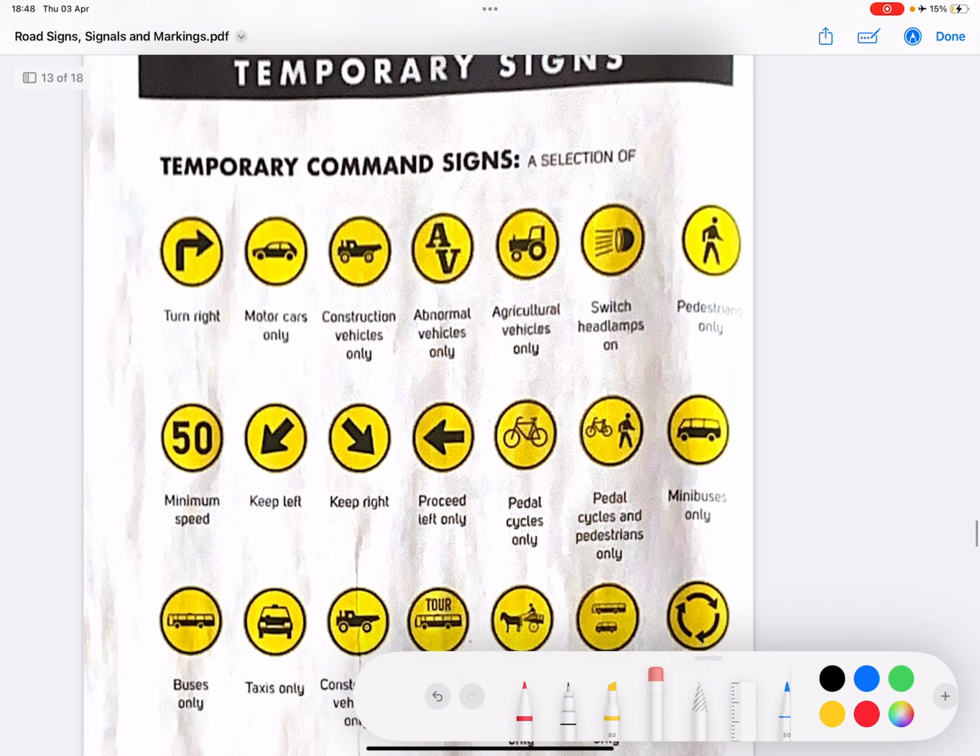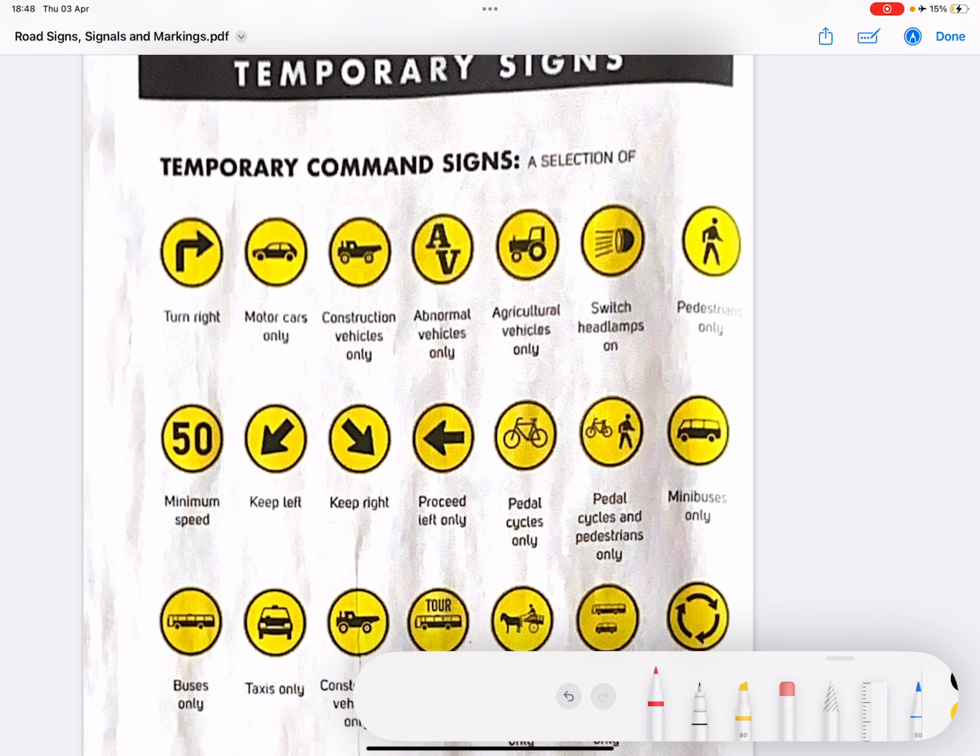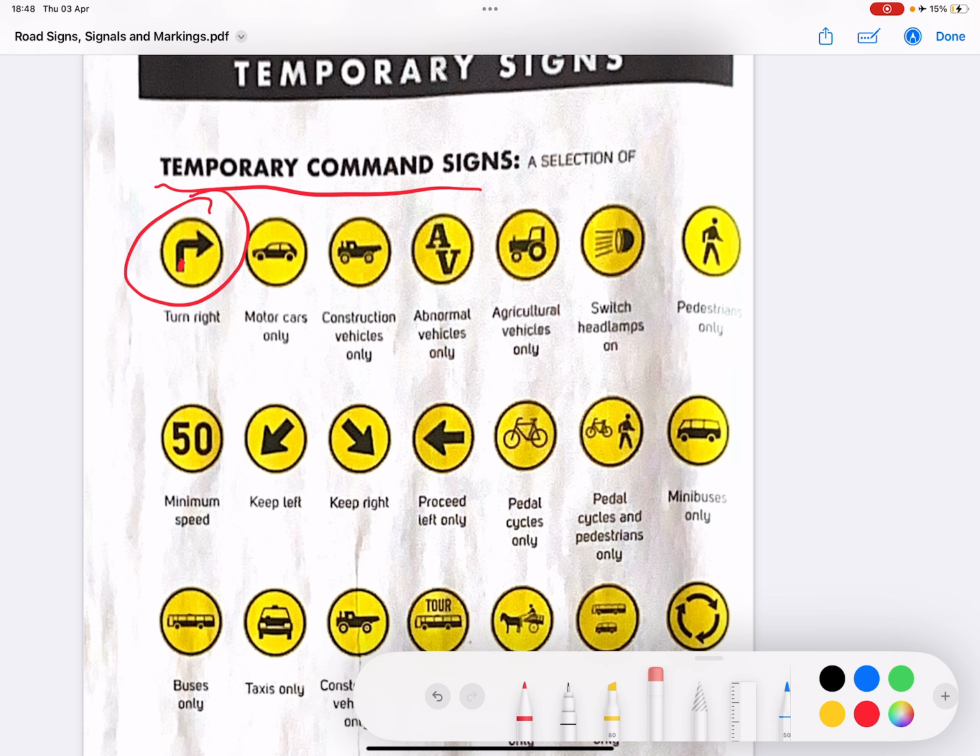Temporary signs, how are you going to see them? You see the temporary signs with the yellow background. Yellow background is a temporary sign. When the background of the sign is yellow, you must know it's a temporary sign. But I want you to look at this. The temporary command signs, they have black borders and they are written in black, but the background is yellow. That's how you are going to see that it's a temporary sign.